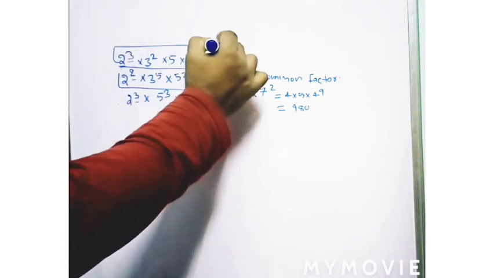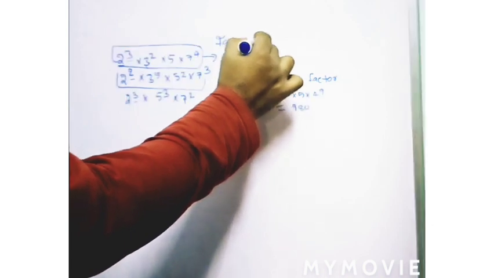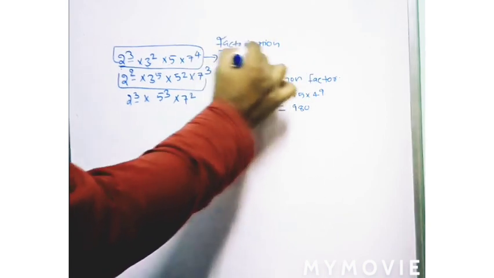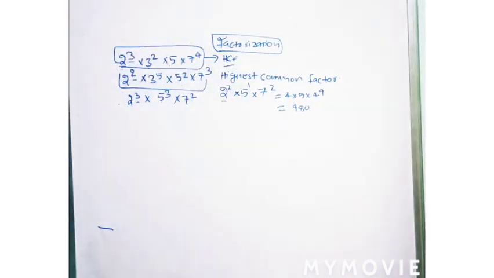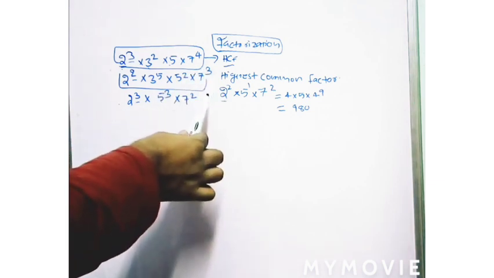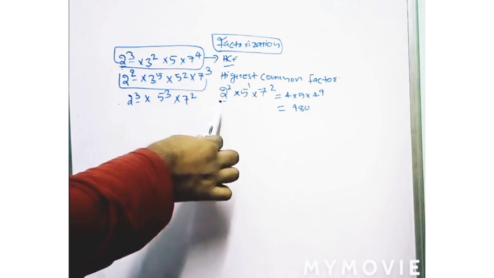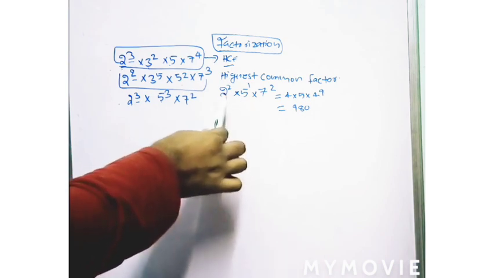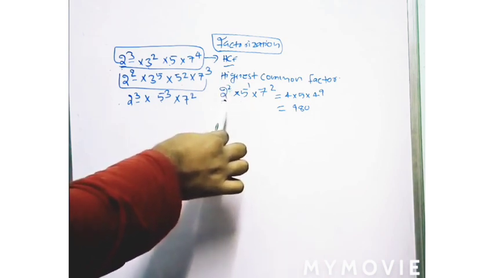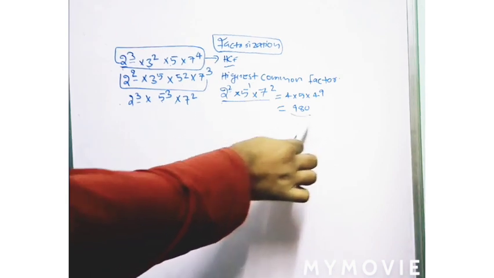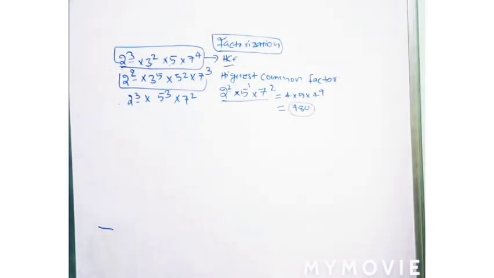In the highest common factor, this is called the factorization method. HCF can be solved with the factorization method as well as with the division method. In the factorization method, we write any number as a product of prime factors, take the least powers, and multiply them to get the HCF of a particular series. So this is one example, friends.